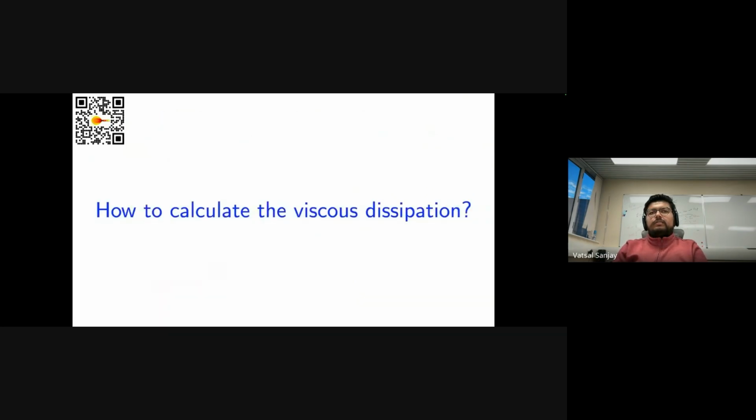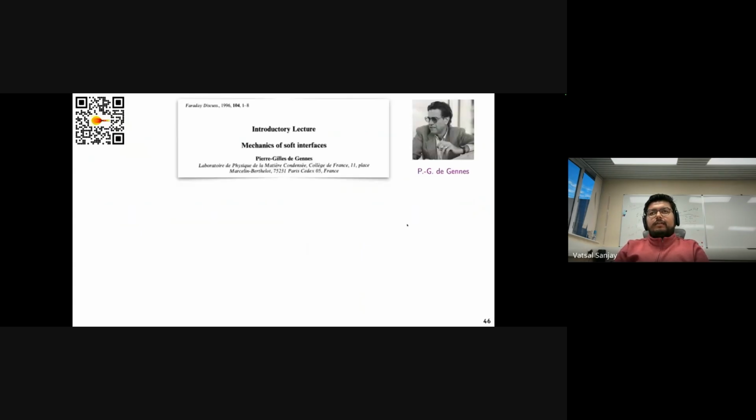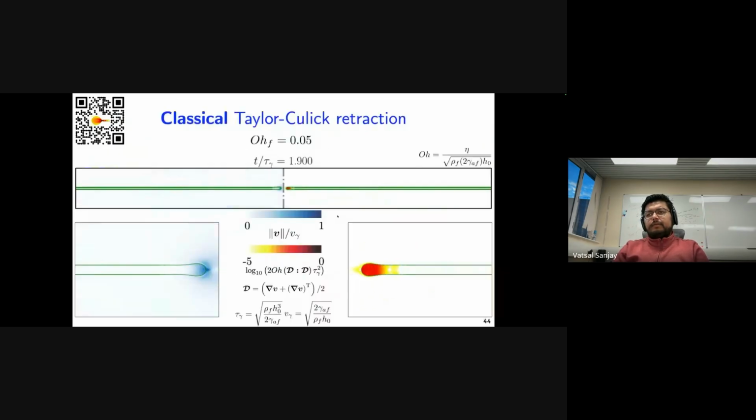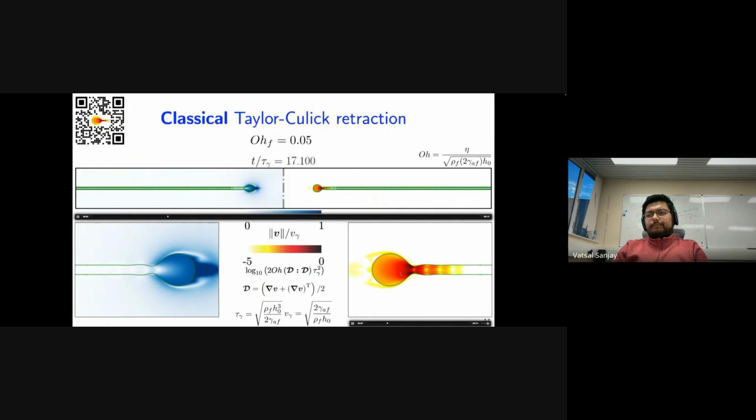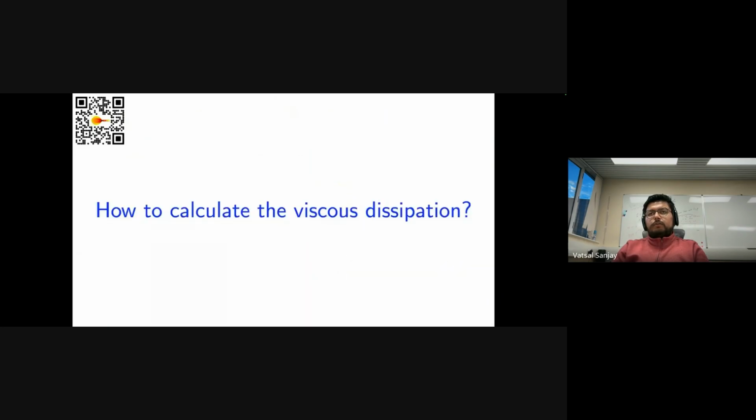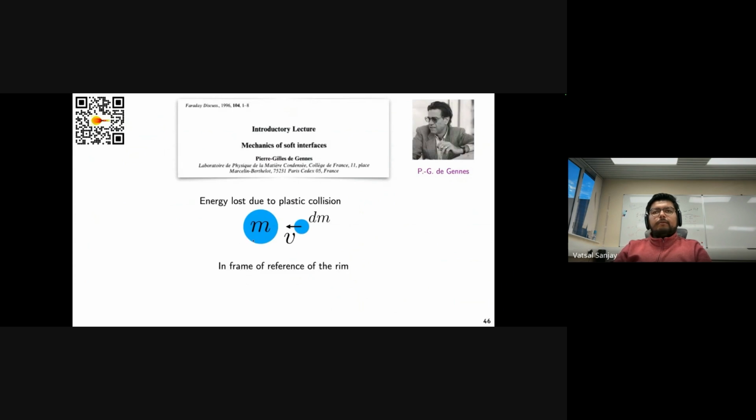dissipation. In fact, this is one such case where we can calculate the viscous dissipation exactly. So for that, I take you to this introductory lecture by Pierre-Gilles de Gennes, where essentially what we have to think about is that if we sit in the reference frame of the rim, as this hole opens up and this rim grows, if we sit in the reference frame of this tip of the rim over there, then what we will see is that we have a mass m of the film, and all the fluid parcels coming in from the sheet, which are dm, are moving with a velocity v, which is constant in time, and then they hit the rim, and then they come to rest.